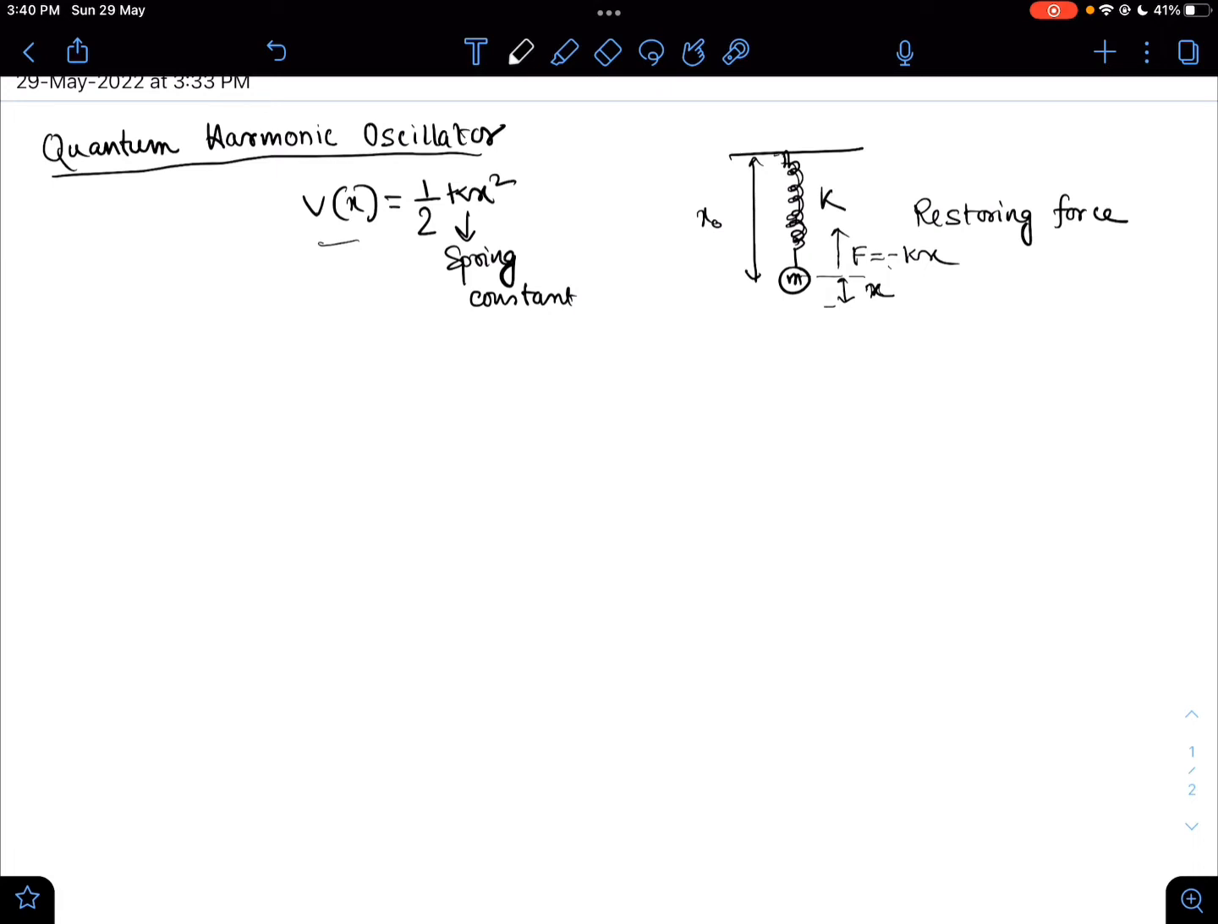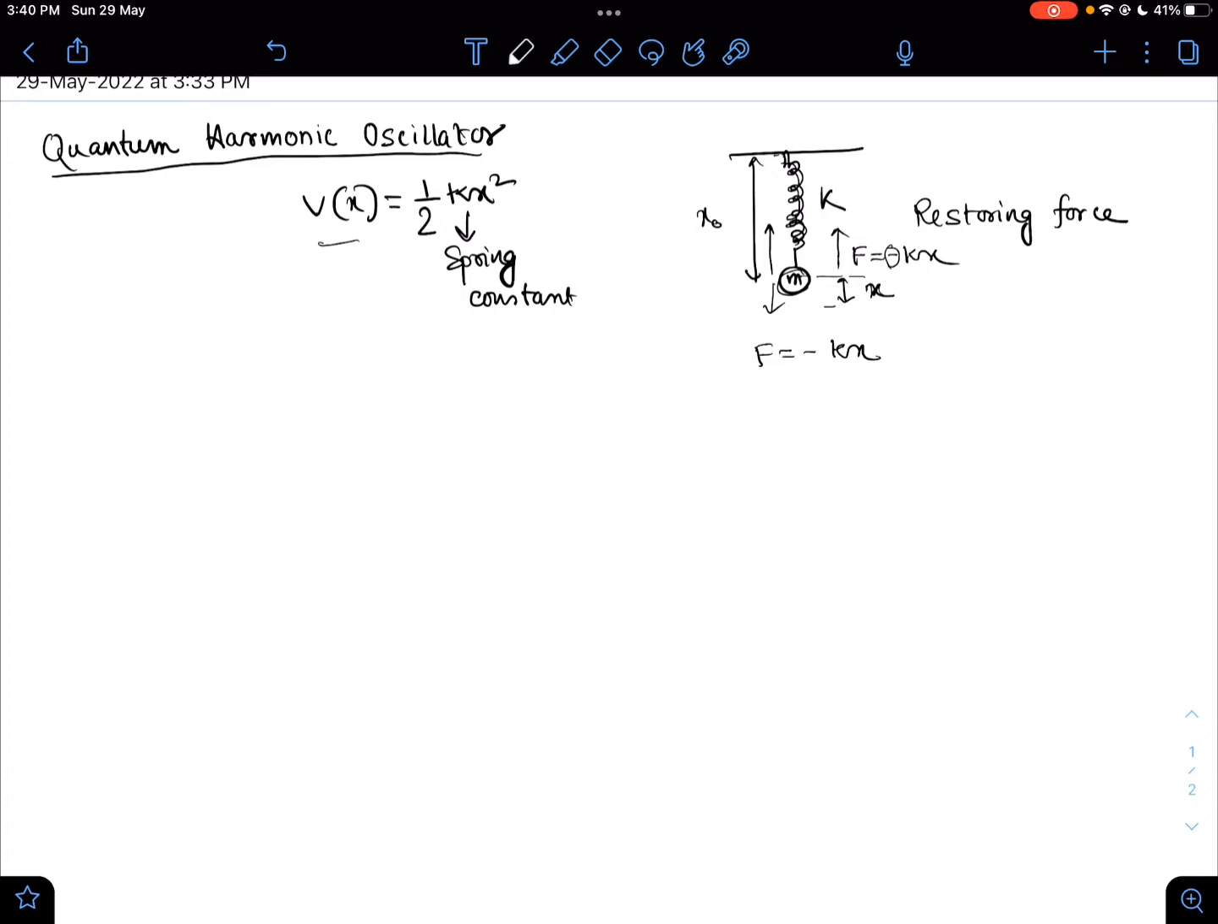Similarly, if we compress this in this direction, there will be a restoring force in this direction. This restoring force will always try to bring the mass back to its original position. That is why there is a negative sign, because the displacement and the force acting on the body are in opposite directions. So if our force has this form, what will be the potential?